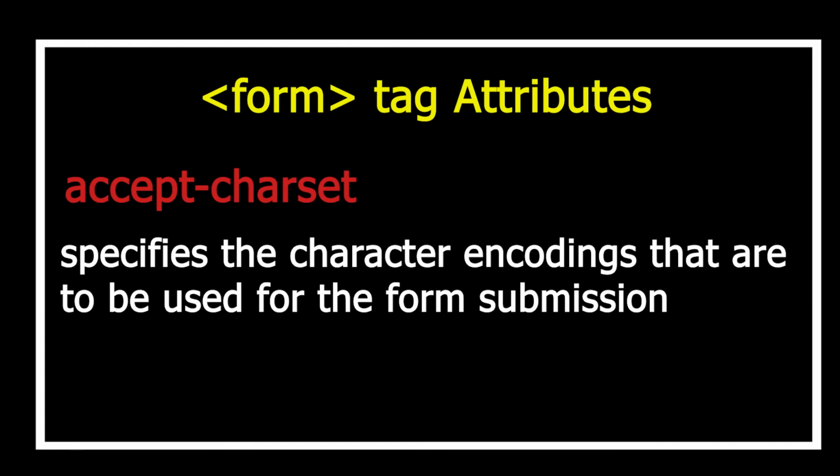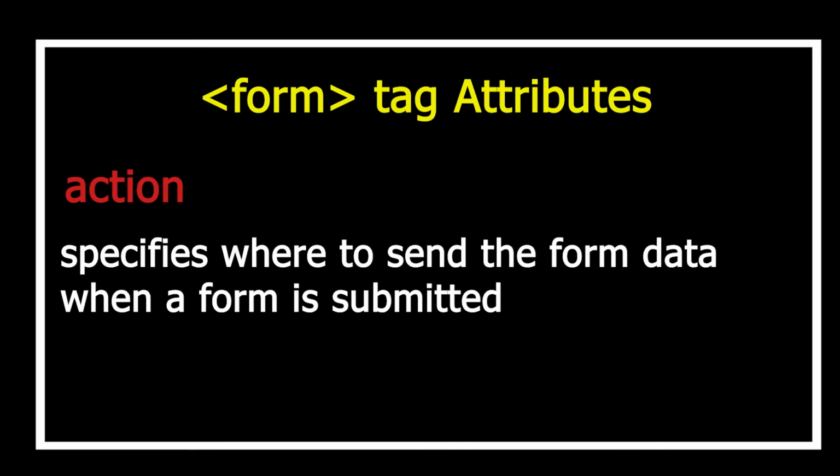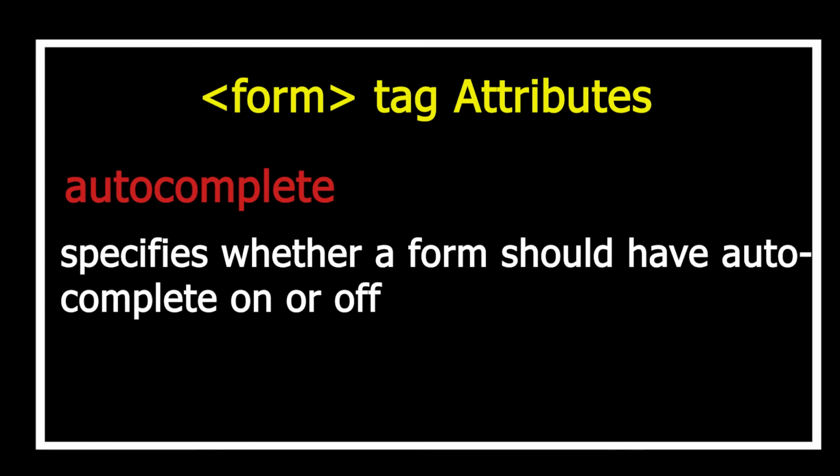The form tag, which is the main tag, also has attributes just like other tags that we've been talking about. One of the form attributes is accept-charset, which is a character encoding to be used for the form submission. Then we have the action attribute, which specifies where to send form data once you submit your form. We also have the autocomplete attribute, which specifies whether a form should have autocomplete or not.